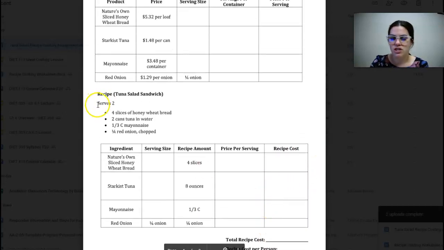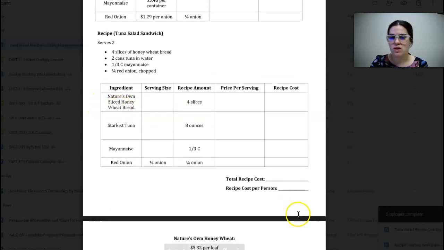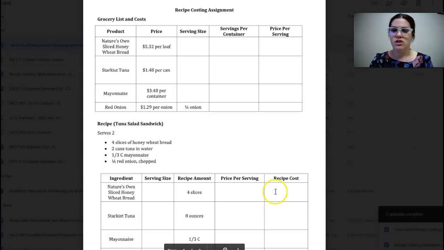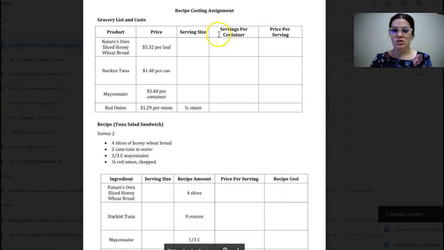I want to draw your attention to this, it says serves 2. So what does that mean for the recipe cost per person, or the cost per serving? Because this makes 2. The total recipe cost is the sum of the recipe cost for each ingredient, but there are 2 servings per 1 recipe. So what is the cost per person? You're going to fill this out. Again, this assignment is due on Sunday, September 27th. If you have any questions, please reach out and let me know, and I can help you figure out how to proceed with this assignment.